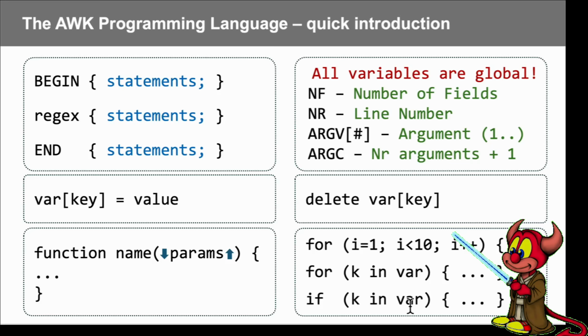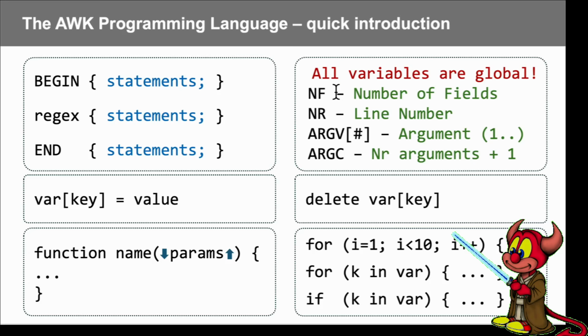How do we define functions? With the keyword function and a name, followed by parameters. The parameters are separated by commas. What I put here with the arrows means that the parameters can be used for input and also for output. Inside the function, you can also return an integer or return a string.